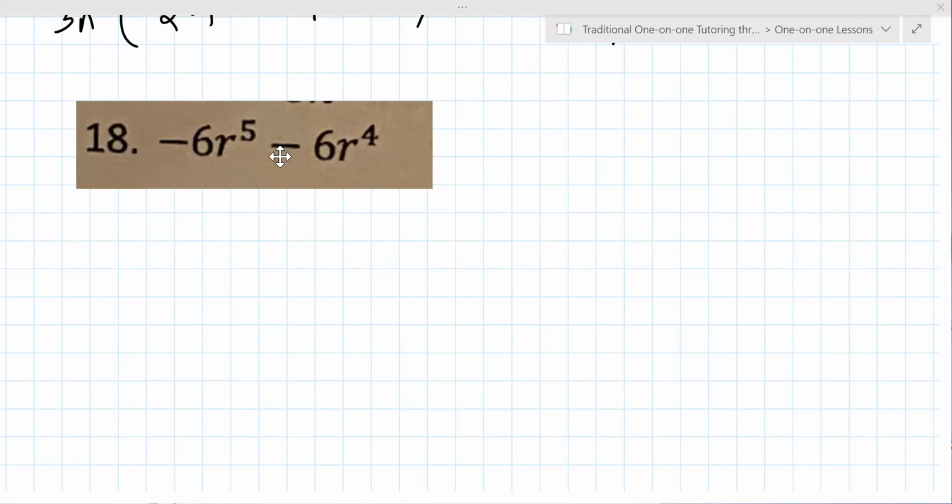Forget about this negative out in front for the moment. Just look at the numbers 6 and 6. What's the biggest number that goes into both of them? Right, but we're looking at the numbers first. You have to start with the numbers.